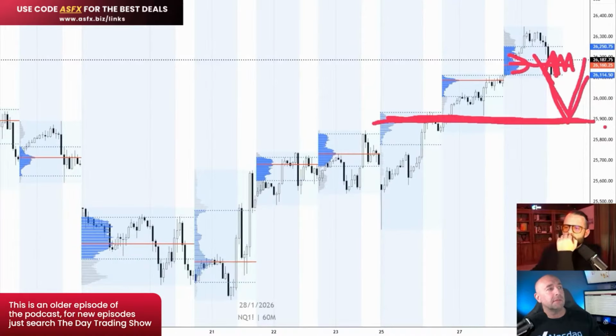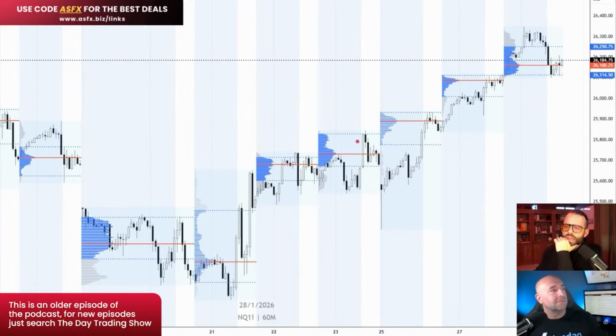Come down, and we expect a bounce very similar. That would be setup number 4. Interesting. So how many naked point of controls can you have? Or is it just when it's not been touched? It's just when it's not been touched.